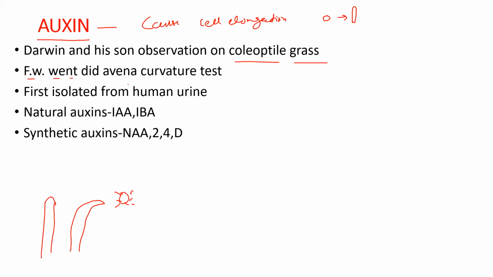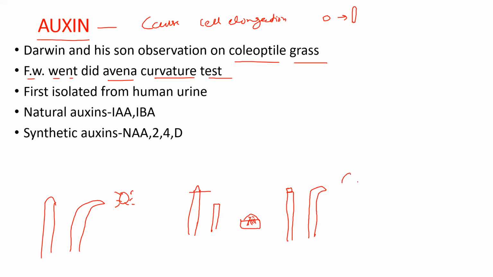Later F.W. Went did the Avena curvature test. He took oat seedlings, which is the Avena species, and he cut the tip and put that tip on agar jelly. So the substance present was extracted into the agar jelly, and he found that after cutting the tip, the stem was not showing phototropism. Then he put the agar medium on the top of the stem, and he found that the stem bent toward the sunlight.